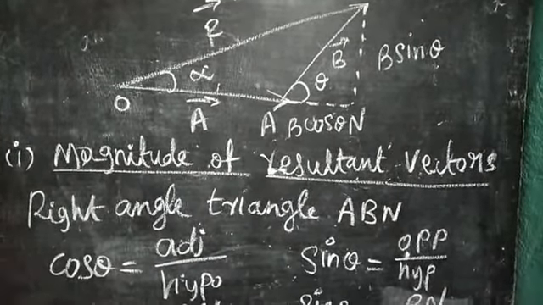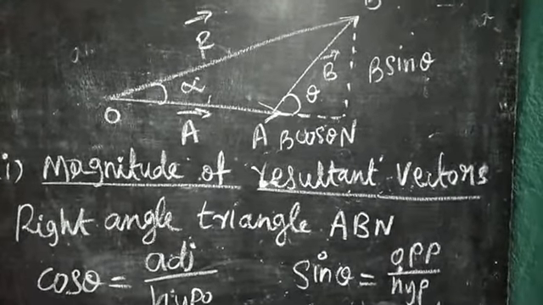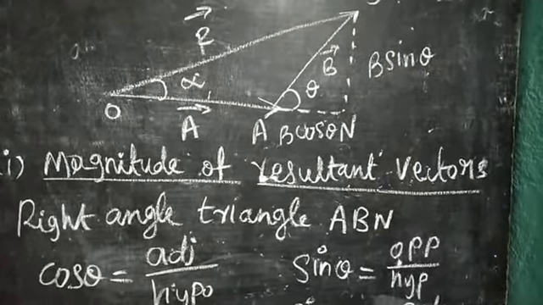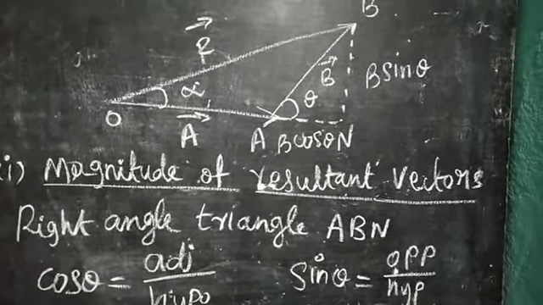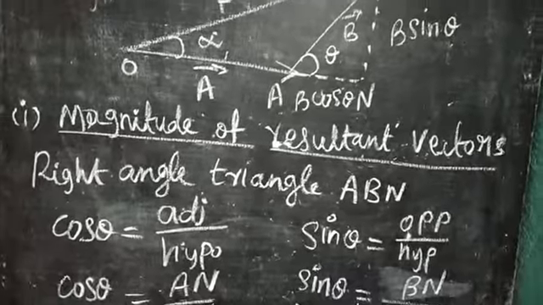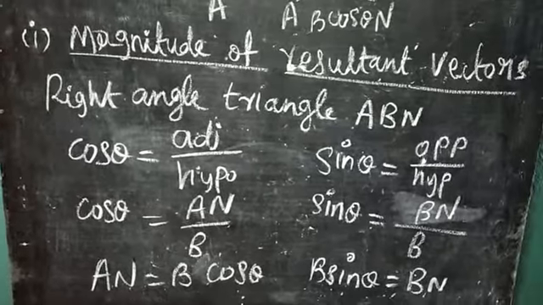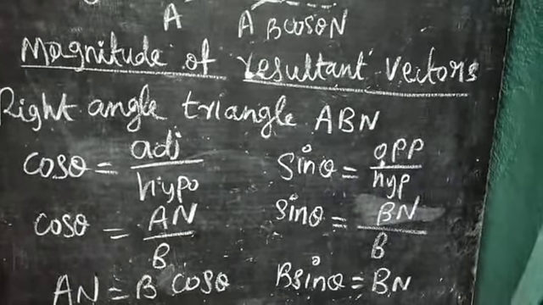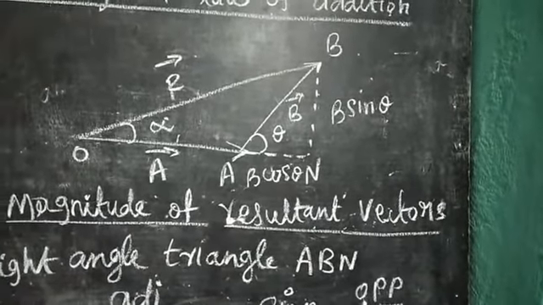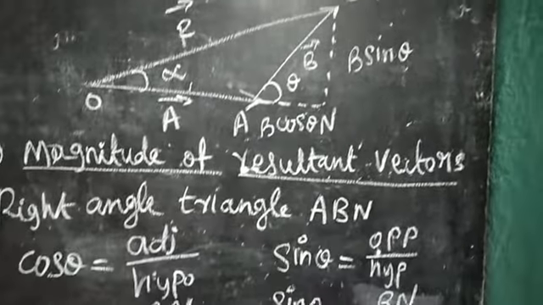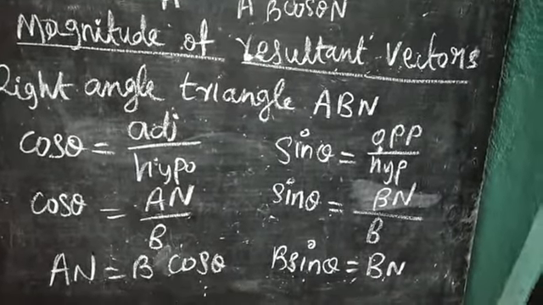Magnitude of the resultant vector. In right angle triangle ABN, cos theta equals adjacent by hypotenuse. So cos theta equals adjacent side AN by hypotenuse B. So AN equals B cos theta. Then sin theta equals opposite side by hypotenuse, so sin theta equals opposite side BN by hypotenuse B. So BN equals B sin theta.